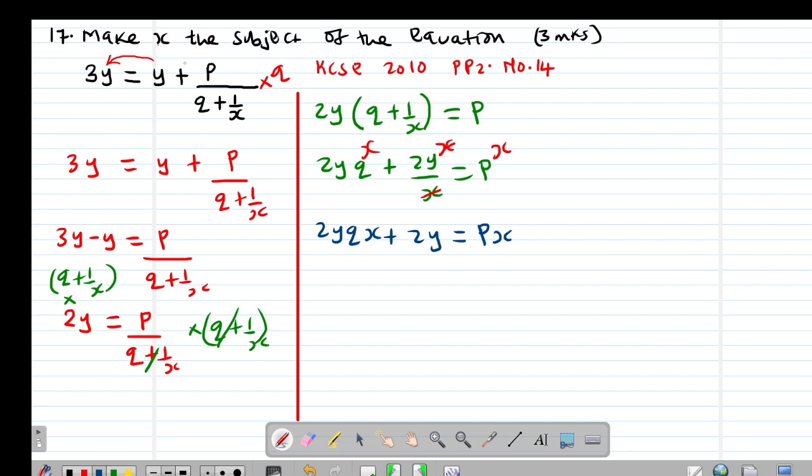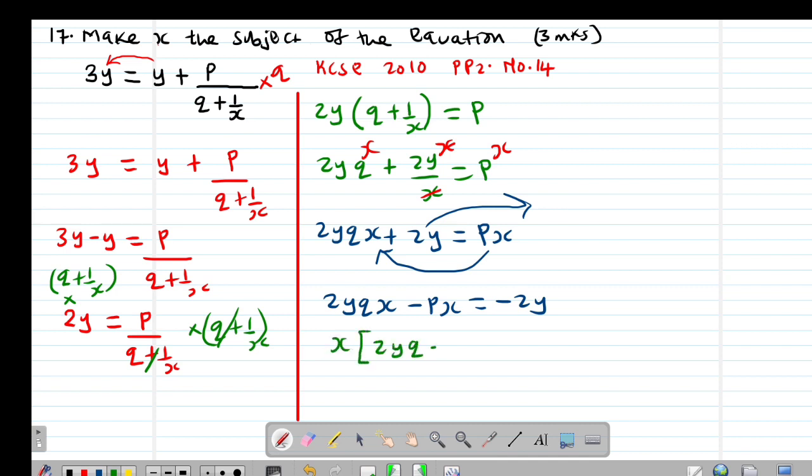Remember, we need to make x the subject of the formula, so I'll take this to the other side, and this one to the opposite side. So I'm going to have 2yqx minus px being equal to negative 2y. Of course x is common, so I'll factor it out. I'll have x into brackets 2yq minus p, which is equal to negative 2y.